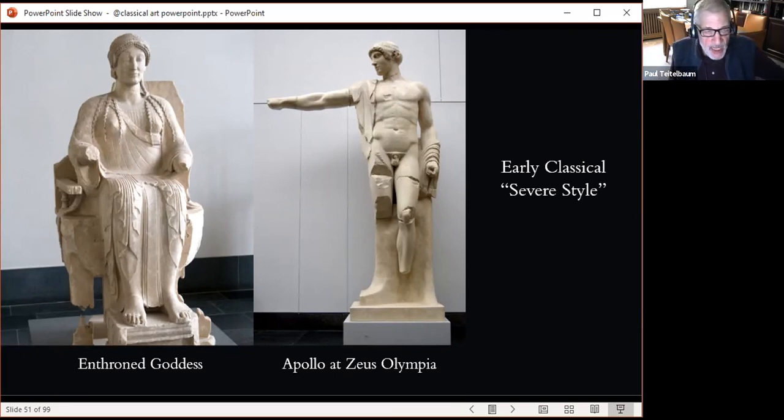And you can see the naturalism has gone beyond. Obviously the enthroned goddess is not moving, and we can't really tell that much about Apollo because of what's truncated, the way his legs are chopped off, or did not survive. You can see this statue was in chunks and was put together.